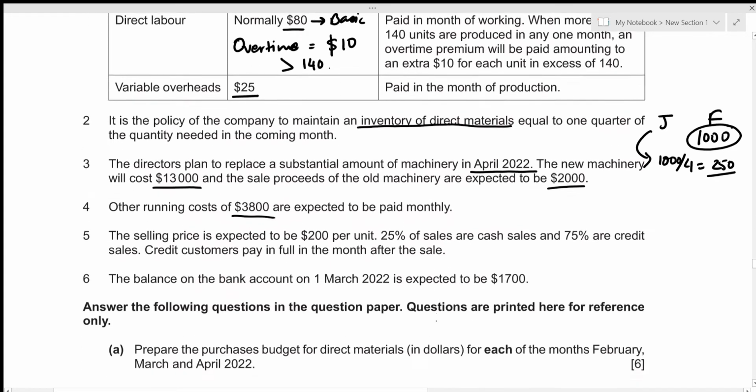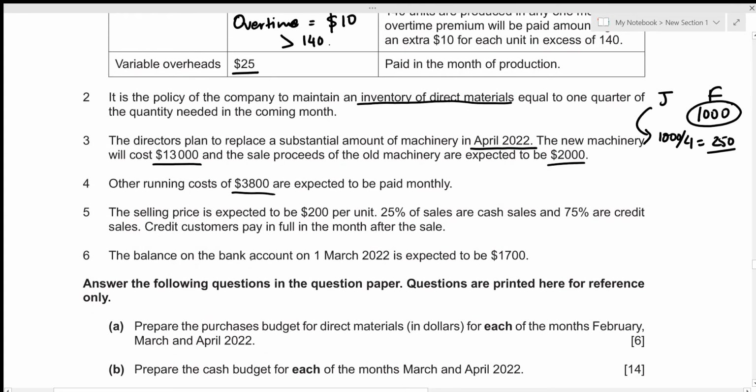Alright, then for the fifth one, we are given that the selling price is expected to be 200 per unit. And 25% of sales are cash sales and 75% are credit sales. And this will be the same rate for each of the first 6 months for the year 2022. Credit customers pay in full in the month after the sale. Alright, so if we have cash sales, then the amount received will be in that particular month, right? For the credit sales, if the goods are sold in the month of January, then the payments will be received in the month of February. And we are not providing any sort of discount, so the credit customers will pay in full.